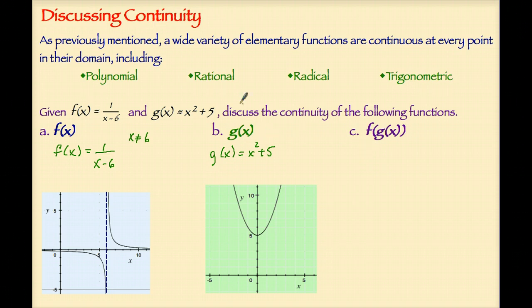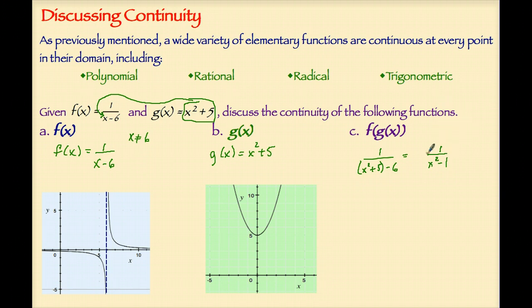We're going to take g(x), which is x squared plus 5, and plug it in for x in 1 over x minus 6. This gives us 1 over x squared plus 5, that's the g(x) function, minus 6. When we simplify this, we get 1 over x squared minus 1, another rational function. And as we know, rational functions are defined everywhere on their domain.